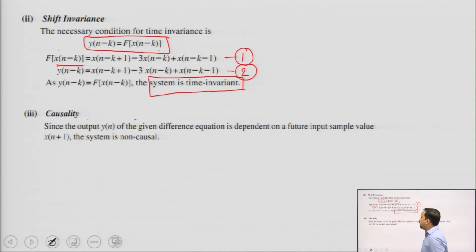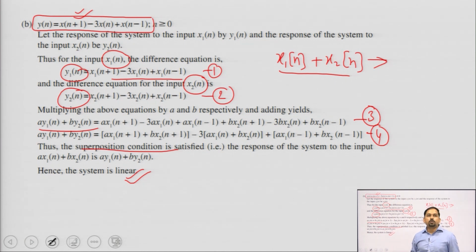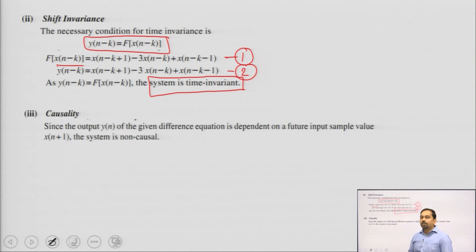Now, we will go for the causality. So, by seeing this difference equation and the first term y[n] equals x[n+1]. So, we are already aware that when n equals 0, the input will be x[1], right. So, x[1] will be definitely a future value. So, as per the definition of causality, we can say that the present output is depending upon the future value of the input. So, that is why the system is said to be non-causal. We can clearly see. So, this was the second case.